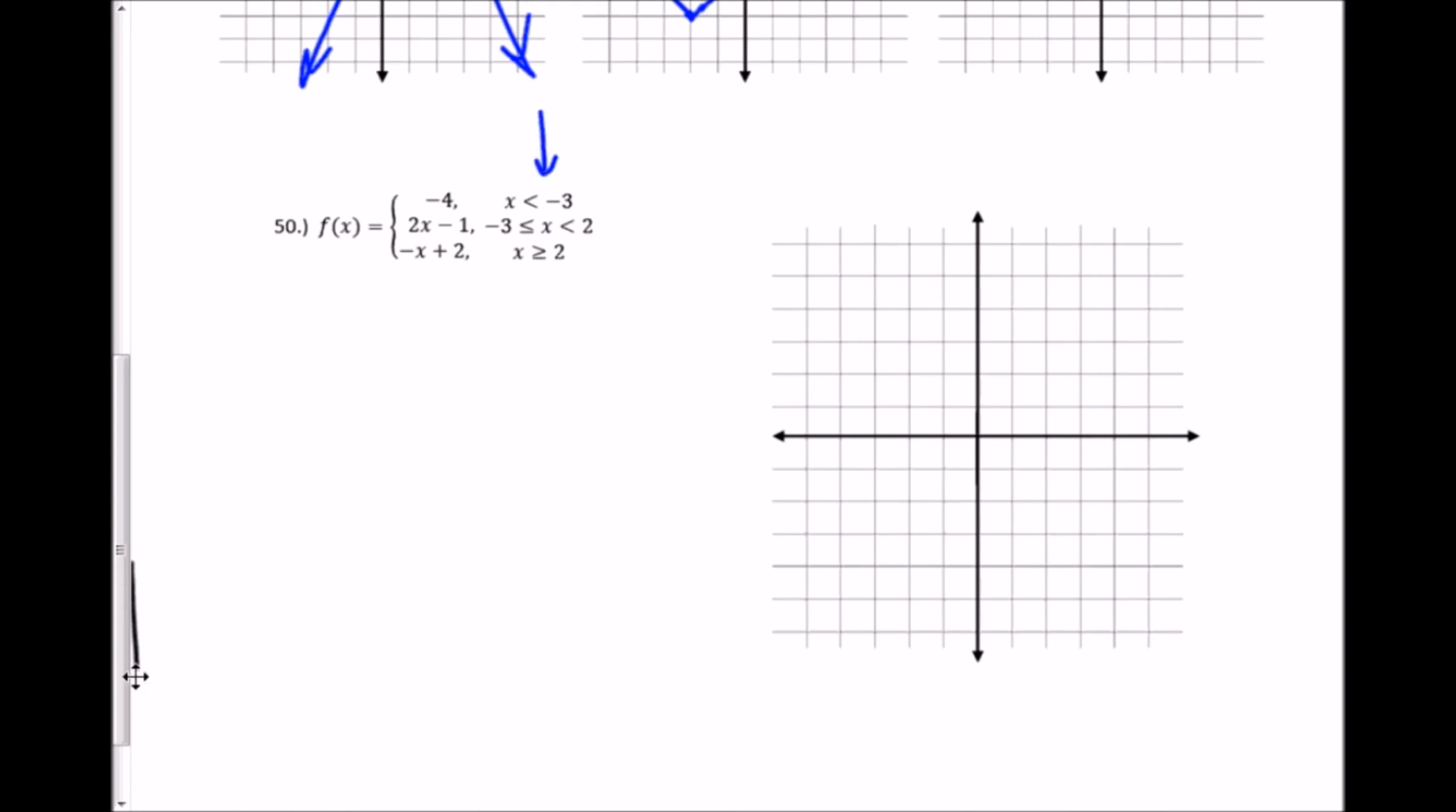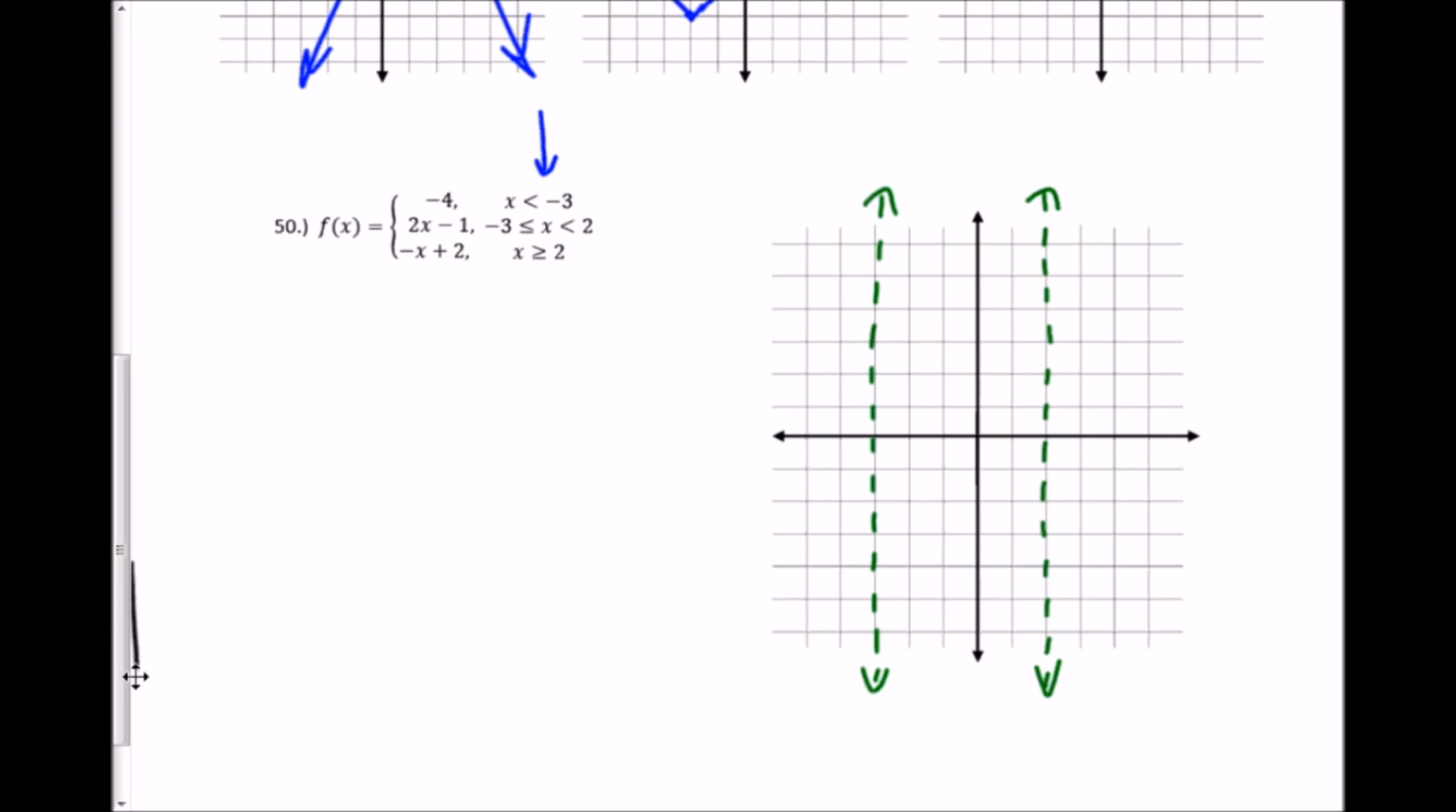So x being less than -3 is the piece that's over here to the left of this green dotted line. X being between -3 and 2 is stuff between the two dotted lines. And then x being greater than or equal to 2 is the stuff to the right of the dotted line. And then I'm just going to graph a different function on each of these pieces.